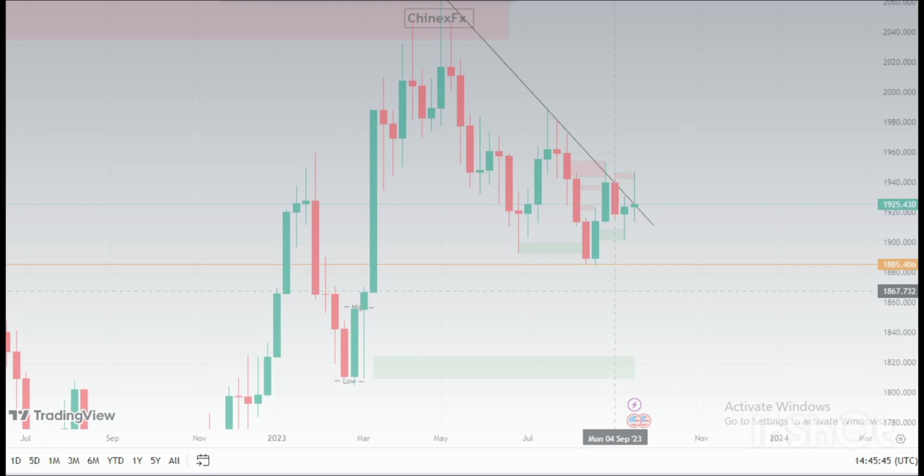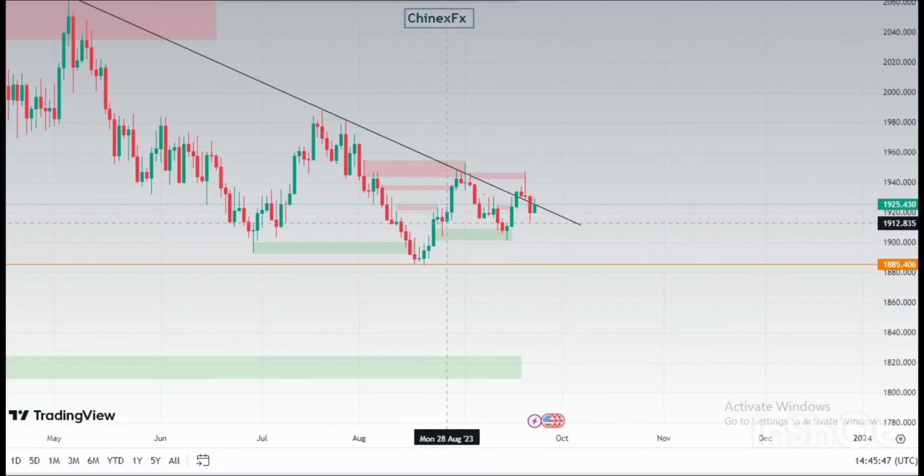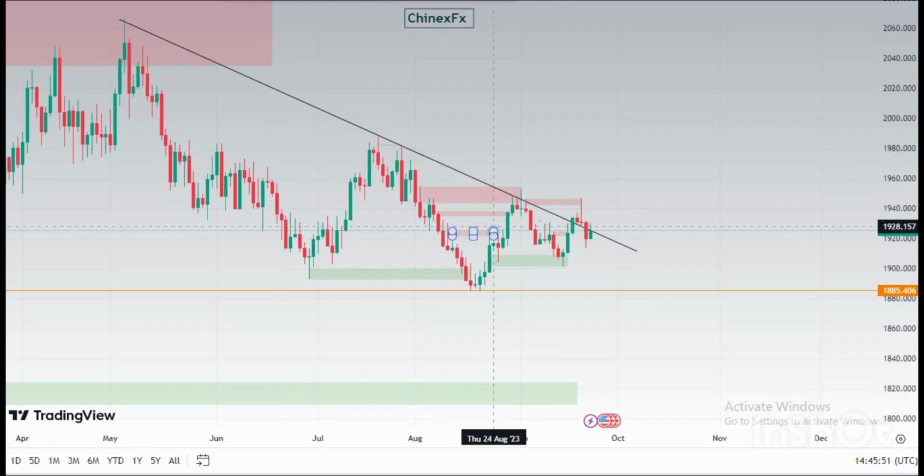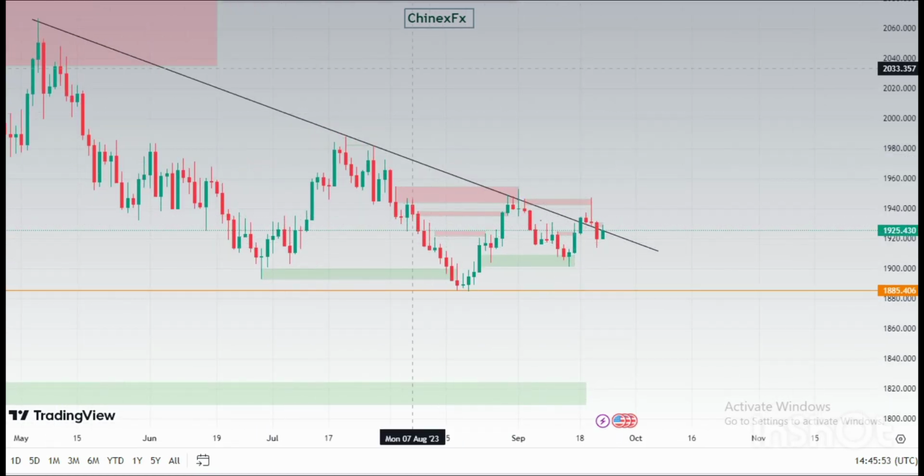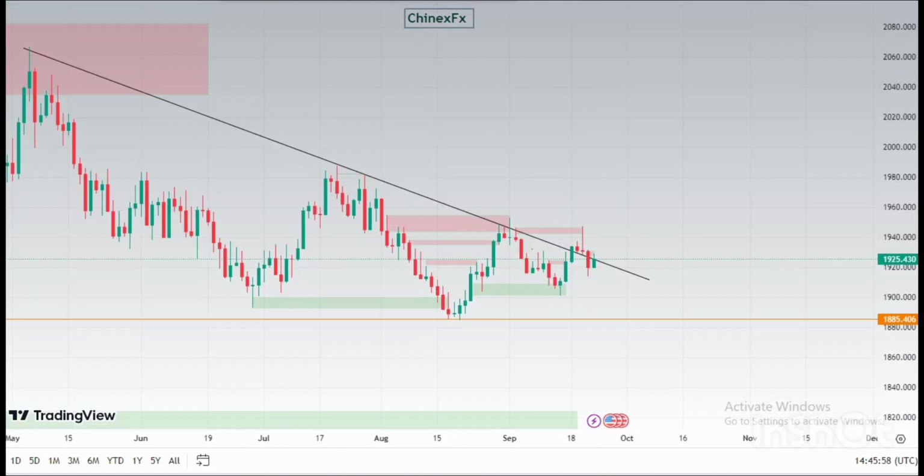Apart from that, let's look at the daily time frame really quickly, guys. On the daily time frame, what do you see for gold? This is gold, guys. We saw price break out of the trend line but could not stay above at this level.